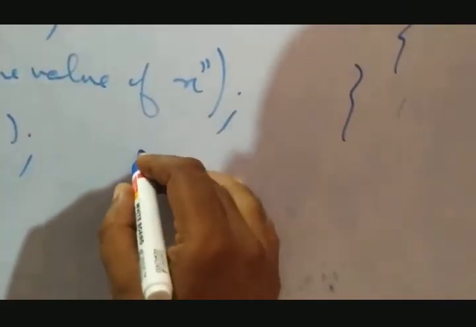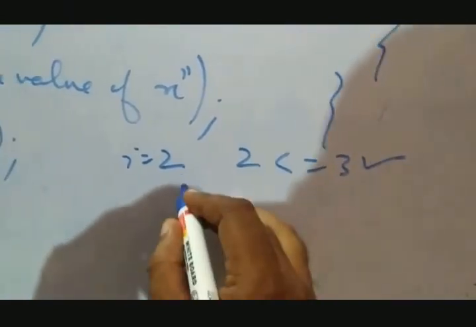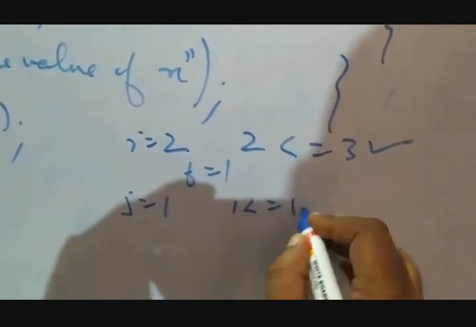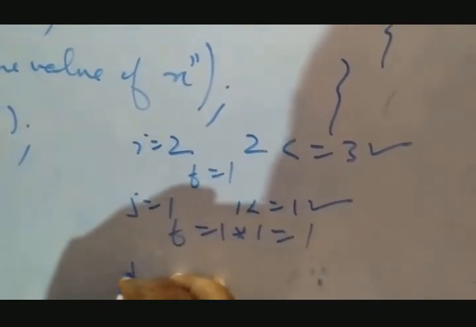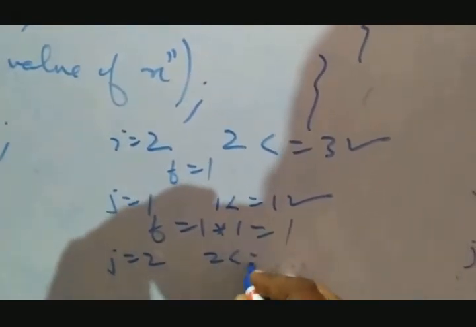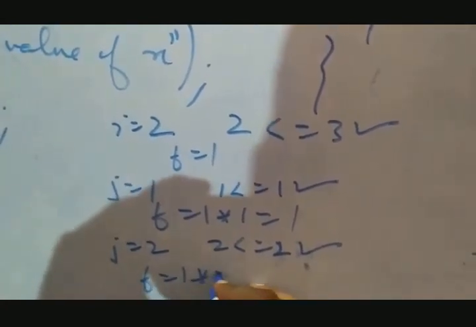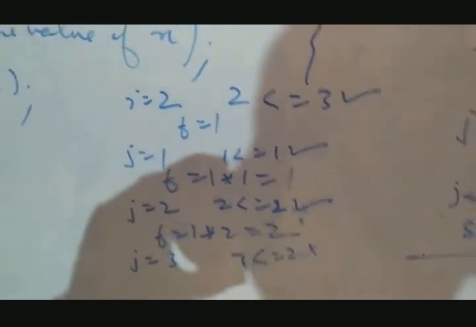So here the I value changes to 2. 2 is less than or equal to 3, true. So f value equals 1. Now j starts with 1. 1 is less than or equal to 1, true. So f equals 1 into 1, 1. Then j value changes to 2. 2 is less than or equal to 2, true. F value equals 1 into 2. It becomes 2. Then j value changes to 3. So 3 is less than or equal to 2, false. Comes out of the j loop.